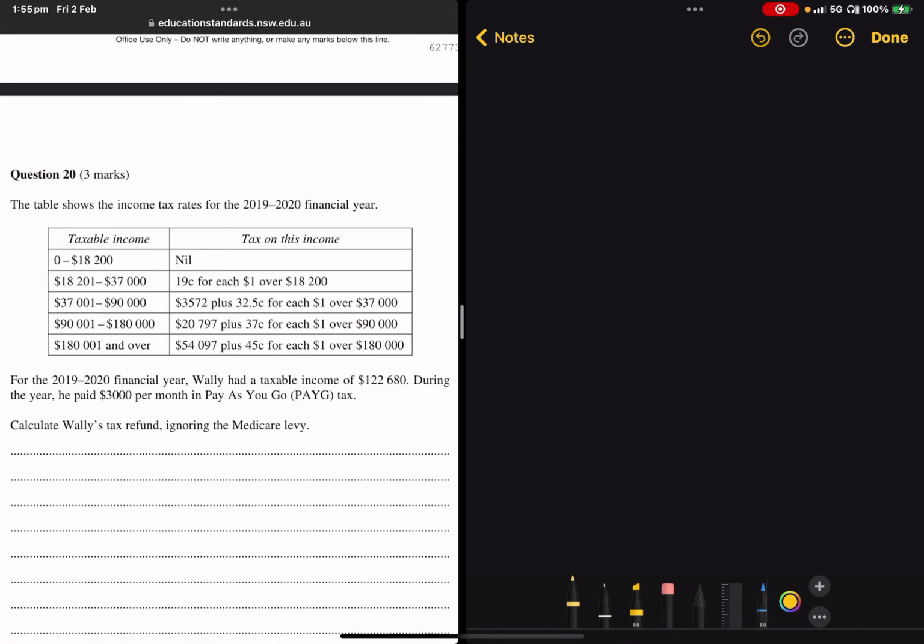We're going to have a look at another question. This one comes from the 2020 HSC Standard 2 Maths paper. So this is question 20. This is a tax table question. This is a very common type of question. They're just asking you to calculate something to do with taxation.